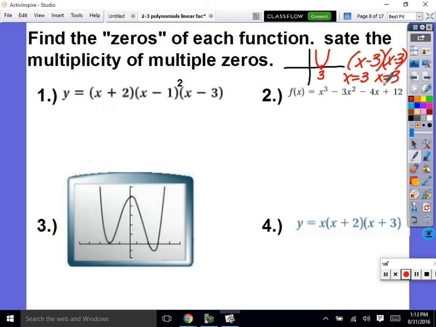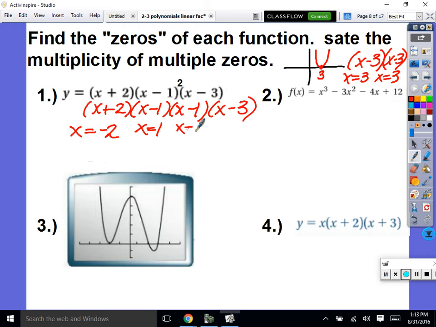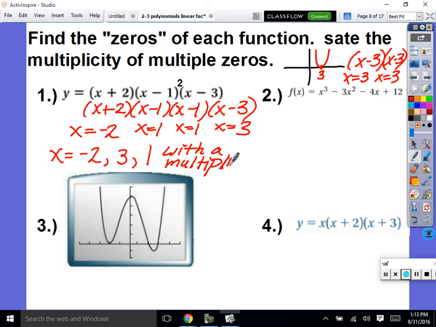Okay, so look right here. We have y equals x plus 2 times x plus 1 squared times x minus 3. What we're looking at is x plus 2 times x minus 1. Squared means x minus 1 again, right? And x minus 3. So what are the zeros? X equals negative 2, x equals 1, and x equals 3. So we would write it in secondary math 3: x equals negative 2, it also equals 3, and it equals 1 with a multiplicity of 2. Does everybody understand that?